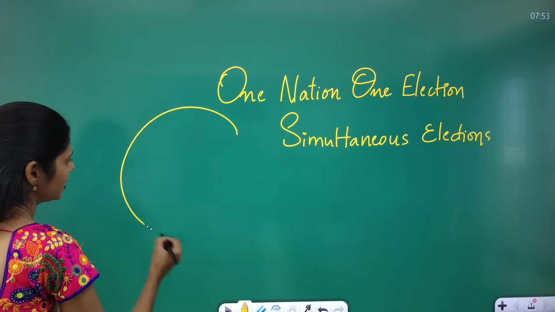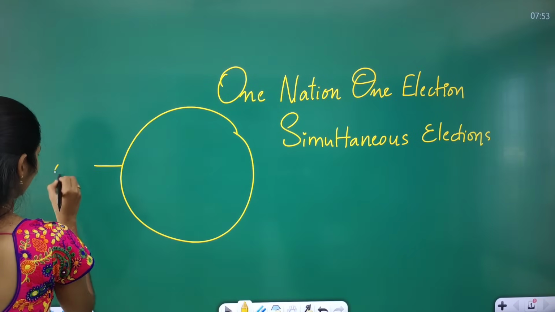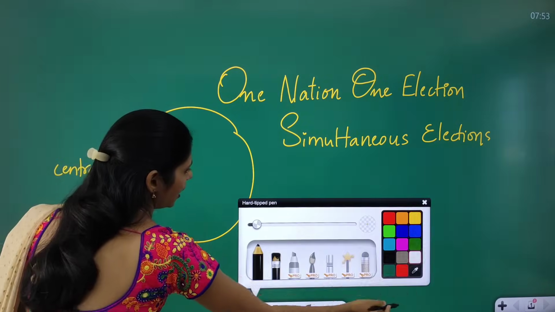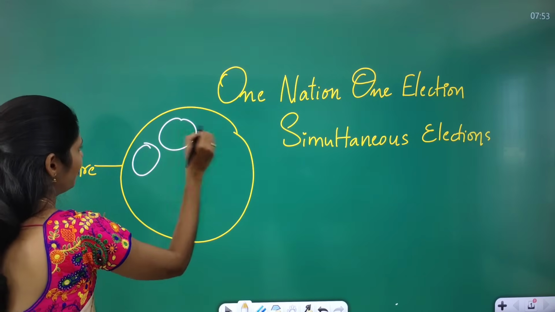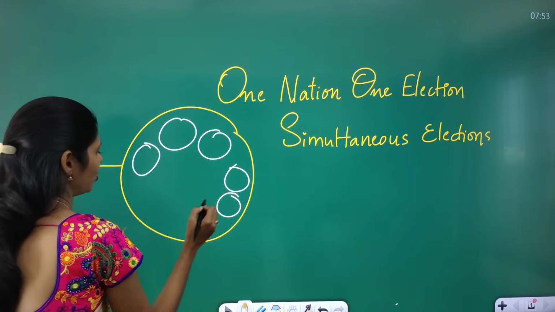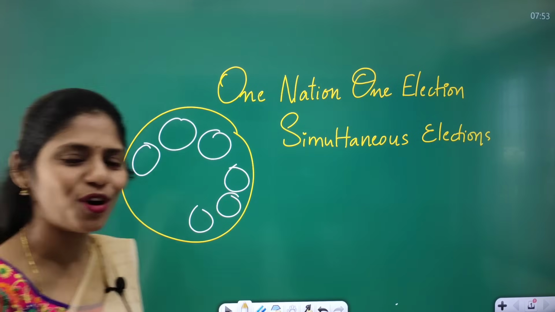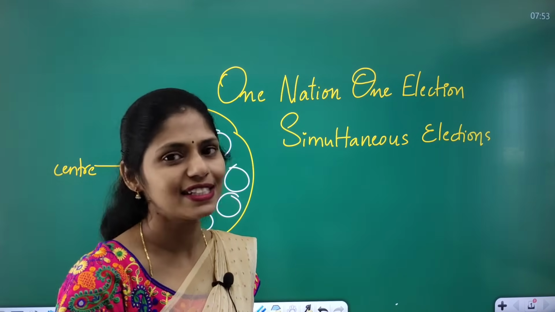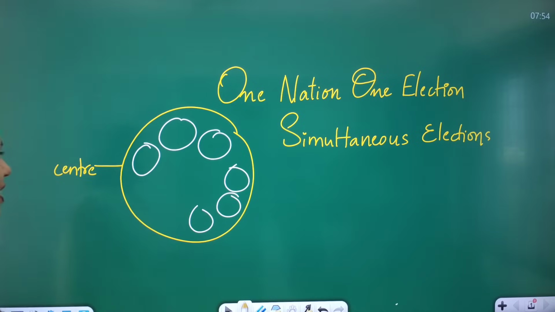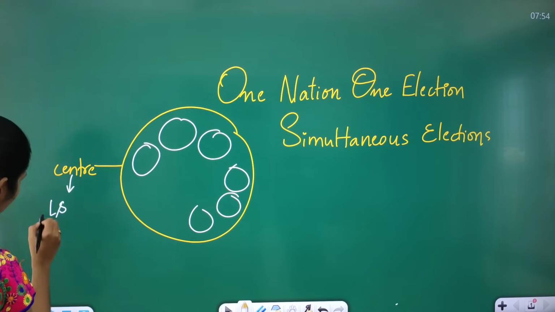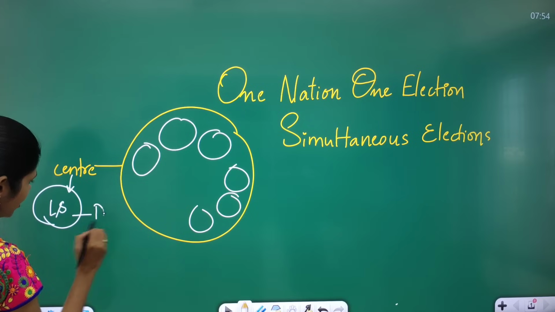So this is the center, and in the center we have a number of states, and not only states, we also have UTs. Please let me know in the comment box how many states and UTs are present in India. At the center we have Lok Sabha. For Lok Sabha we have direct elections.